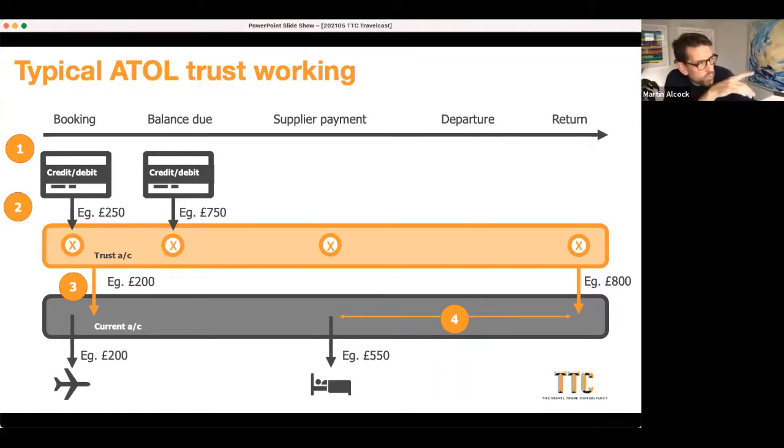The first one's not super clear, but it's where you're working with an agent. Actually, Jay, do you want to just touch on that first point? So if you're the tour operator ATOL holder and it's your trust account, but you're selling through travel agents, there's a bit of a cash flow timing problem there, isn't there?